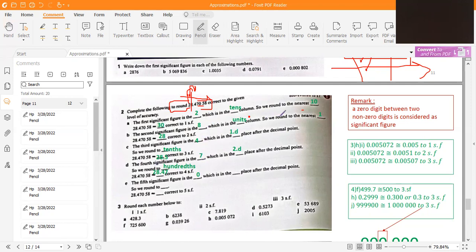Okay, and we can complete all around. For example, the fifth significant figure, we will complete it together. So the fifth significant figure is, first one, second, third, fourth, and fifth. So 0 is the fifth significant figure, which is in the third decimal place after the decimal point. So we round to thousandths.